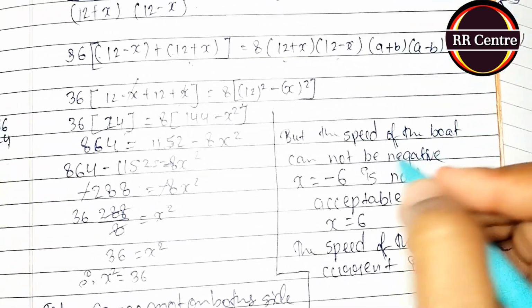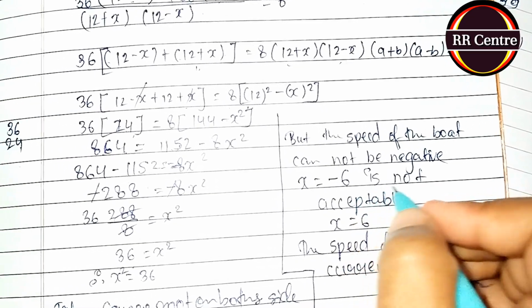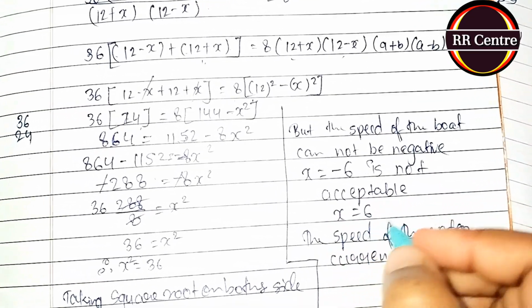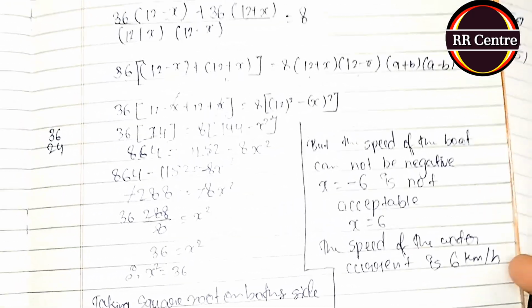But the speed of the boat cannot be negative, right? Then x is equal to minus 6 is not acceptable, and x is equal to 6. The speed of the water current is 6 km per hour.